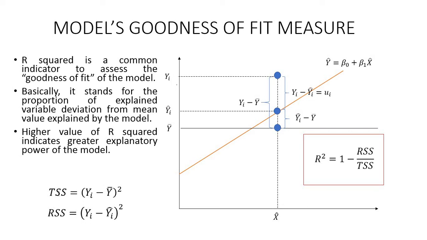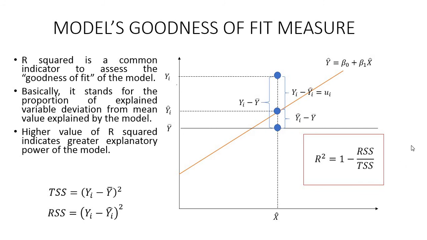So you calculate TSS as the square of this distance. Again, we take the square because we are not really interested in magnitude. This distance can be positive, this distance can be negative, and it makes no difference for us. And RSS is calculated as the squared distance between the empirical value of y and the predicted value of y, depending on the value of x, of course. So you calculate the R-squared statistic as the difference between 1 and the ratio of RSS to TSS.